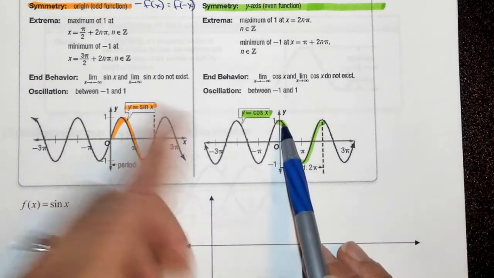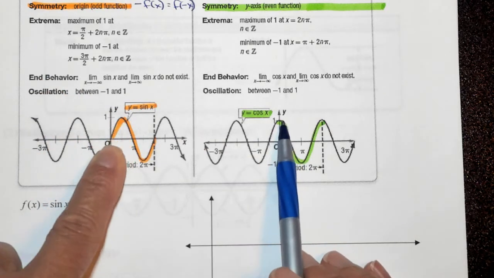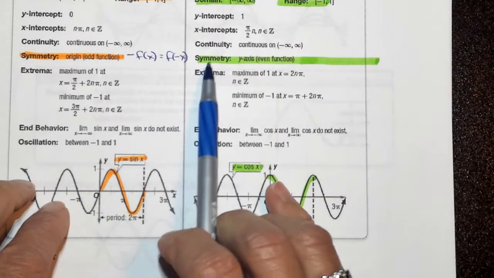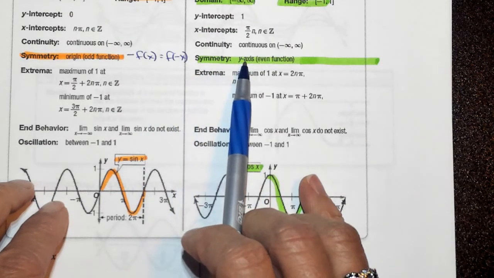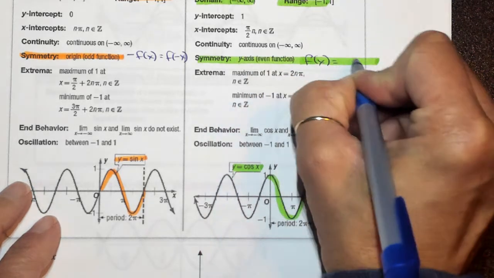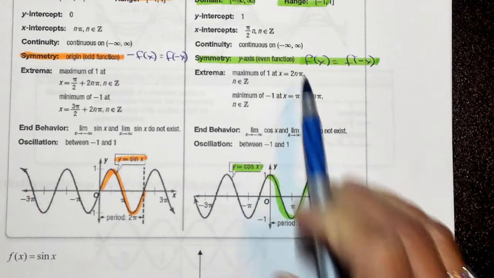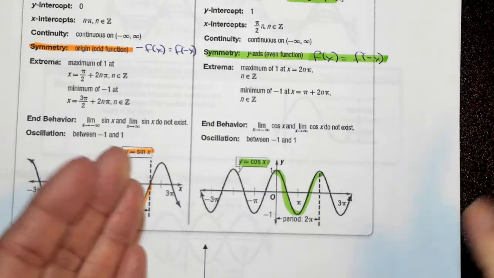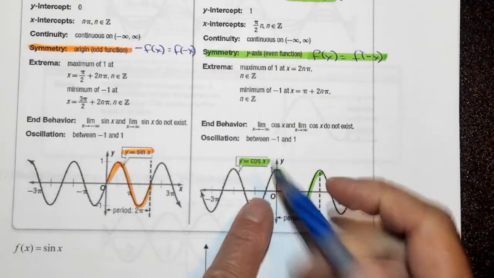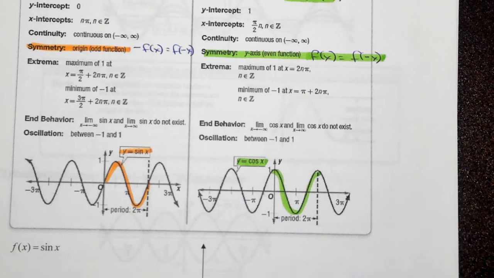The difference is that the sine and the cosine start in different spots. So the cosine has symmetry with respect to the y-axis. It's an even function, which means f of x is equal to f of negative x. And this is very similar to a parabola, meaning if I were to take this paper and fold it on the y-axis, I have an exact carbon copy on the other side.